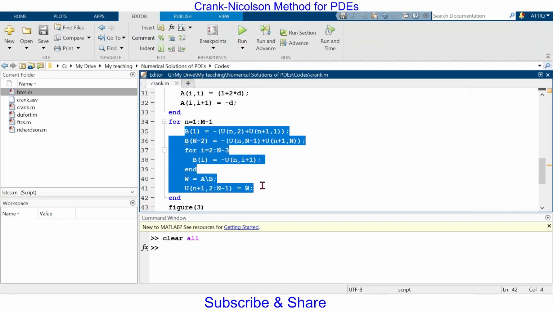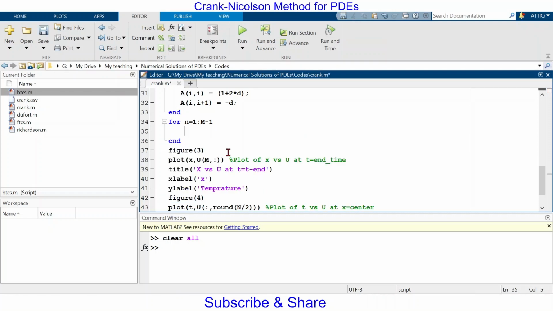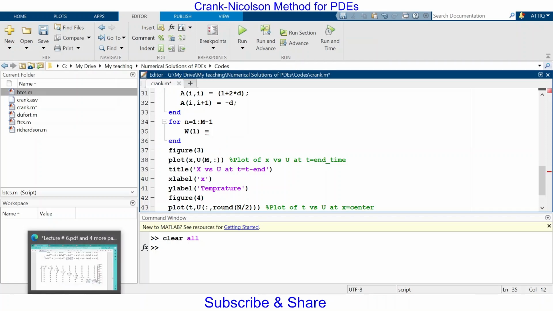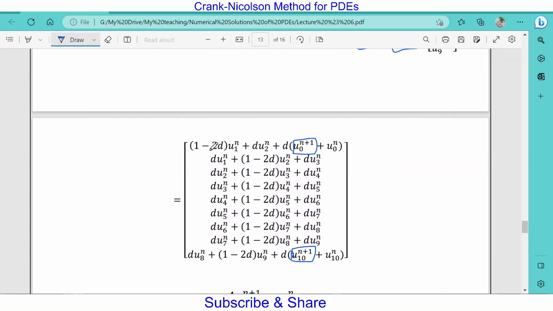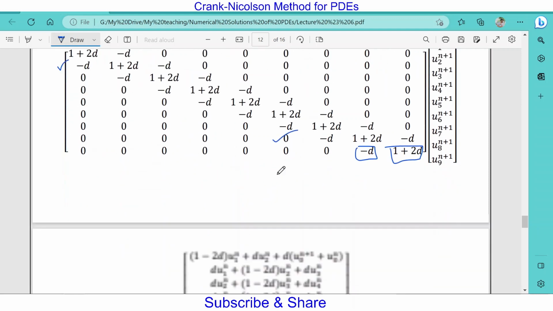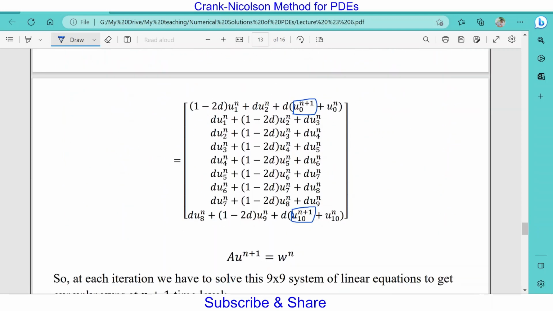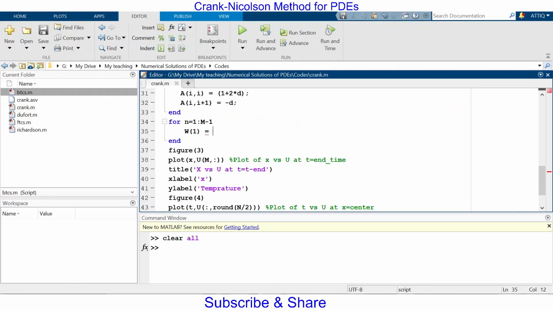Let's delete everything here, and now the first value of w will be different from the remaining values. If I show you the right hand side source vector, the first and the last value of w are different, but for the remaining values there is a pattern. So we will deal with the first and the last value a little bit differently, and this is how we will deal with it here.